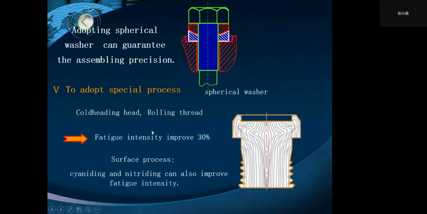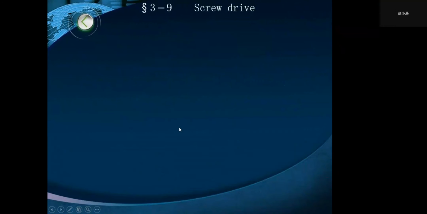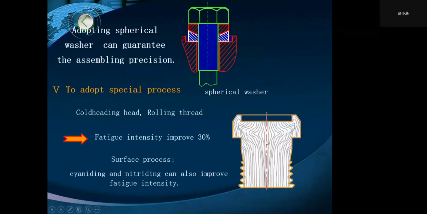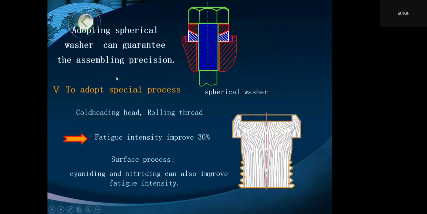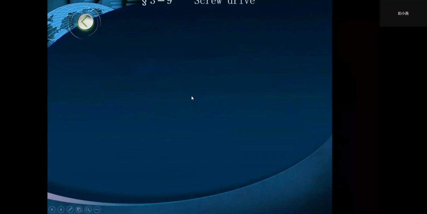and we can use forging or another manufacturing method to improve the fatigue strength. And all of this is for screw joint.